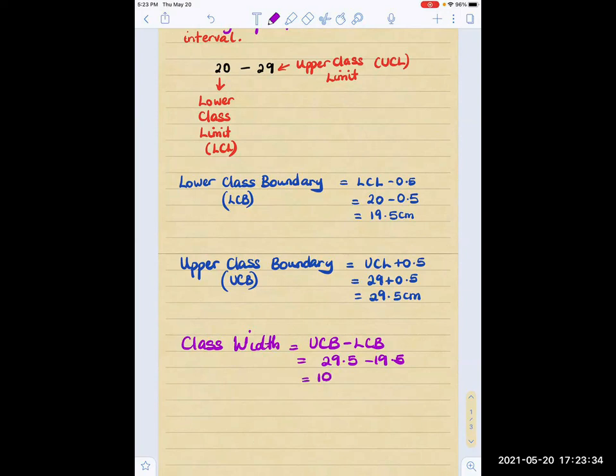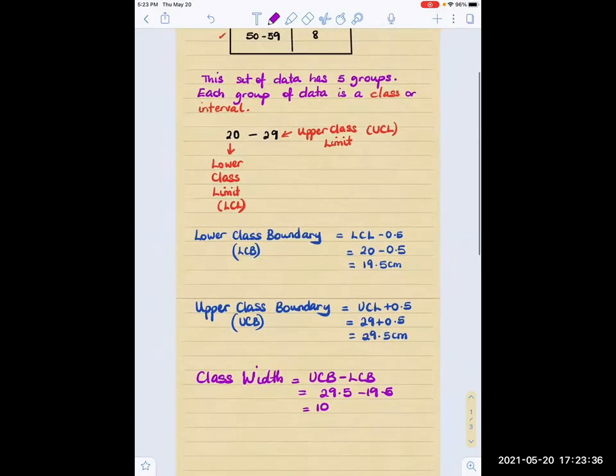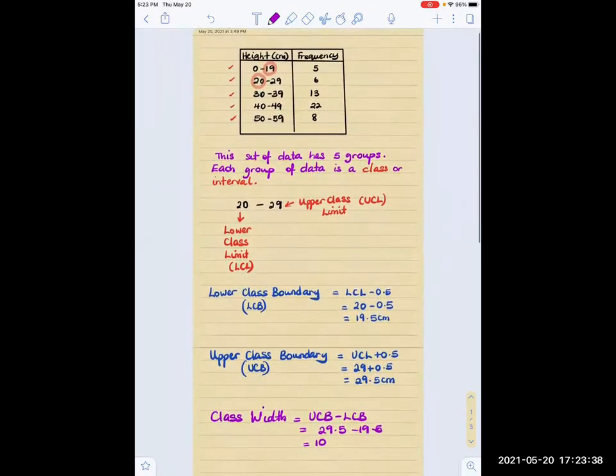So this was just a small video explaining what are classes or intervals, what are the limits, and what are the boundaries, and how we go about working out the class width.